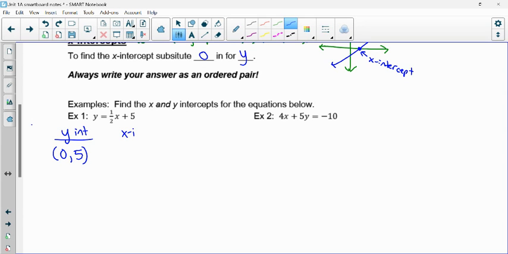The x-intercept isn't quite as easy because now there's only one way to find our x-intercept, plugging 0 in for y. So I'm going to do 0 equals 1/2 x plus 5. And we're solving for x now. So to solve for x, I want to subtract 5. And I would get 1/2 x equals -5.